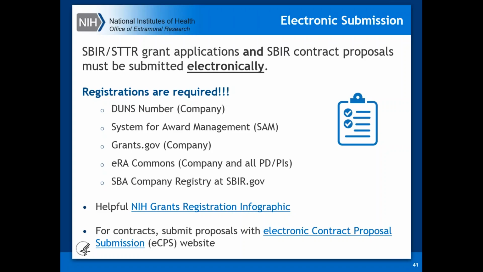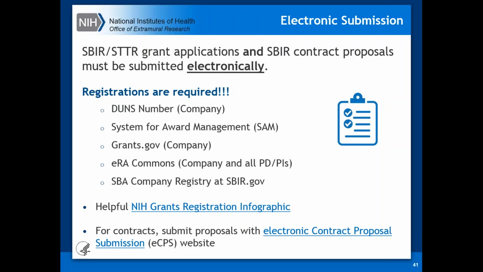So the 5 different registrations you need to apply to the SBIR program here at the NIH are: you need to have a DUNS number. You need to be registered with the System for Award Management, otherwise known as SAM. You need to be registered with grants.gov, with the eRA Commons, including all your program directors and PIs. The eRA Commons is another NIH system. And with the SBA company registry at sbir.gov. As I said earlier, you need to complete all 5 registrations, and they can take 6 to 8 weeks to complete, so you need to start early.